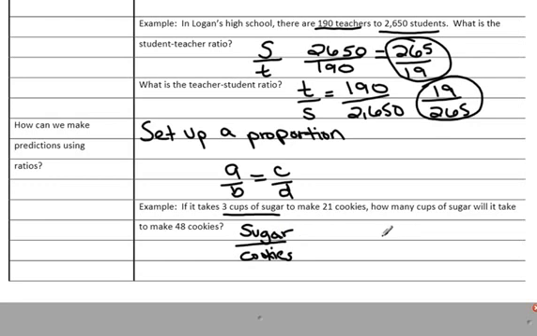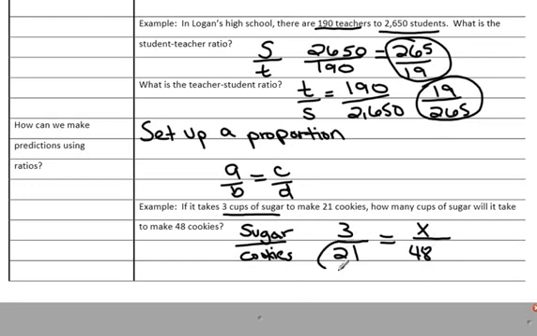So to set up my proportion, it's going to be two ratios set equal to each other. I just have to remember that I'm going to use the cups of sugar on the numerator and the cookies on the denominator. So in the beginning, I have 3 cups of sugar makes 21 cookies. So 3 cups make 21 cookies. How many cups of sugar will it take to make 48 cookies? So I know the cookies go in the denominator, 48, and I'm looking for how many cups of sugar it will take to make the 48 cookies.